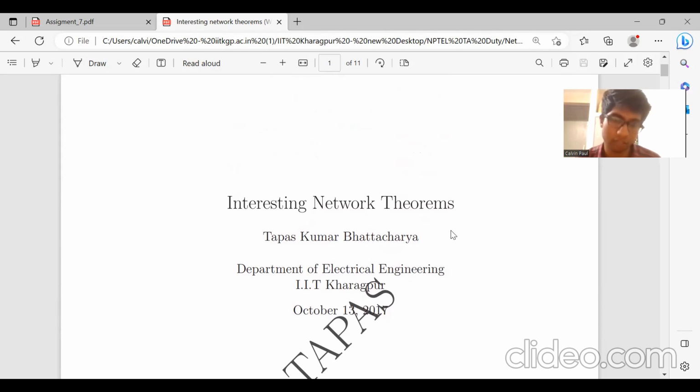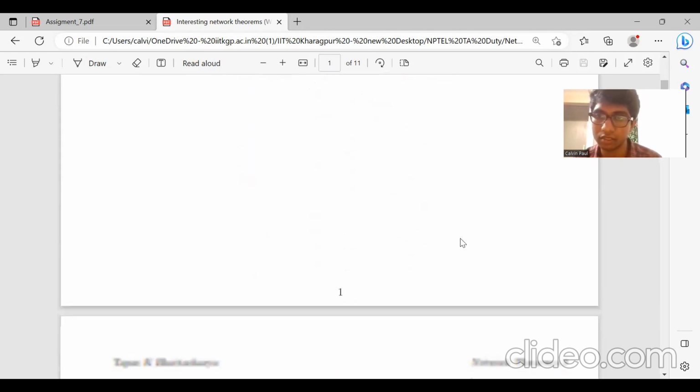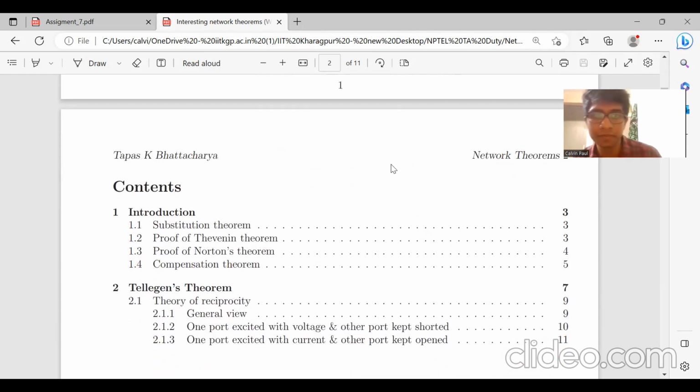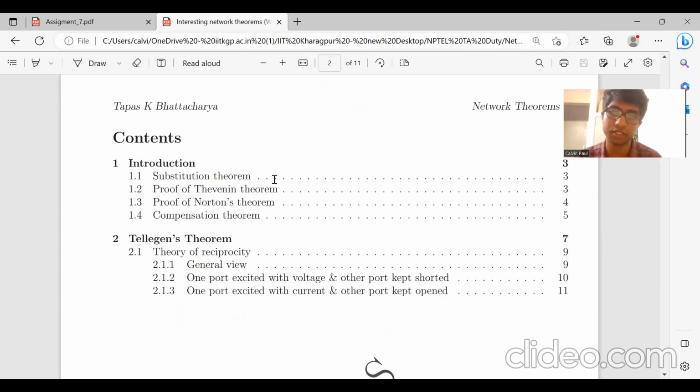This session is a doubt clearing and problem solving session for the network analysis NPTEL course, which was taught by Tapaskumar Bhattacharya from the Electrical Engineering Department of IIT Kharagpur. These are some notes which he has provided, which I'll be referring to while teaching these network theorems. At the start, we will study the substitution theorem, and we will use the substitution theorem and the superposition theorem, etc., to prove Thevenin's theorem, Norton's theorem, etc.